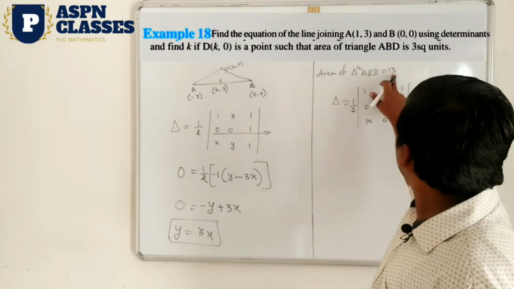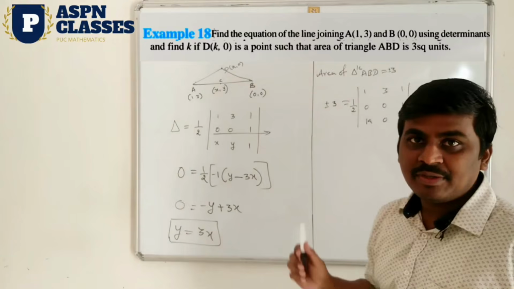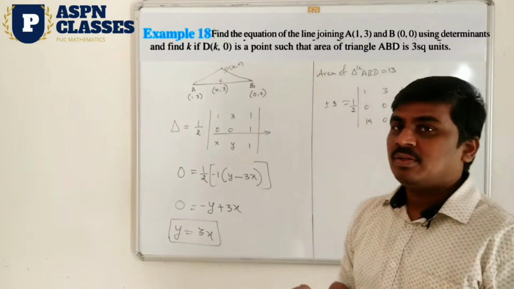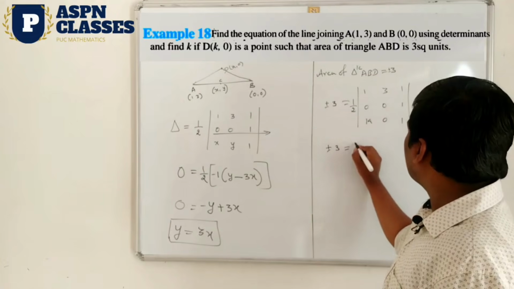Okay, delta value is what given here? 3, no? So plus or minus 3, how to take it. Why do you take plus or minus? I think you understand this. Okay, so next thing is what? 3 as it is, you write here 1 by 2.